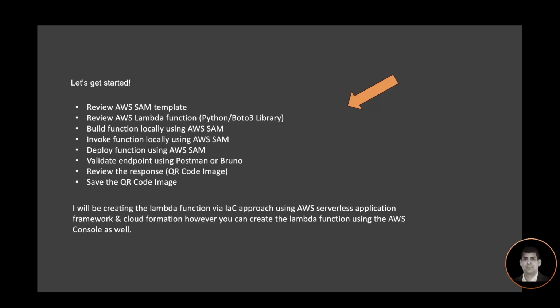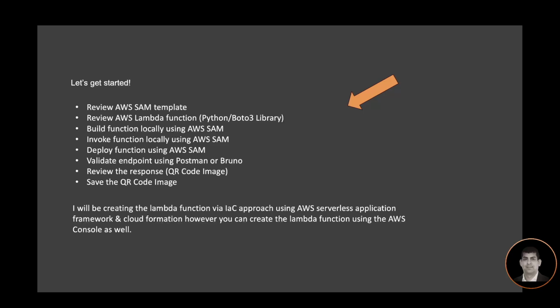We're going to review the SAM template. We'll review our Lambda function. We'll build it locally using AWS SAM. And then we will validate it using one of the tools, either Postman or Bruno. And then, of course, we will get the QR code image, which can be scanned to connect to the Wi-Fi network.